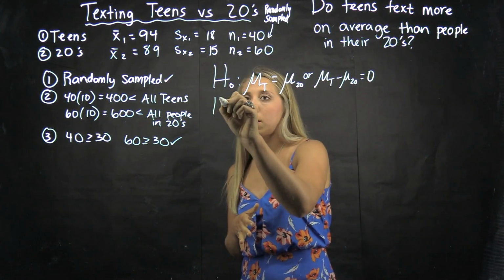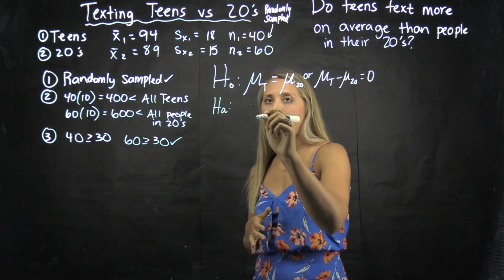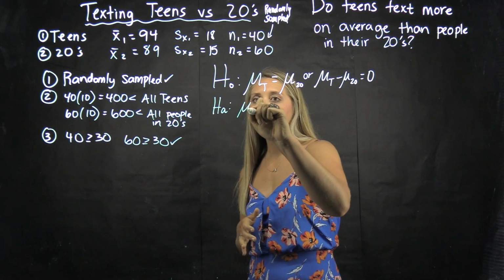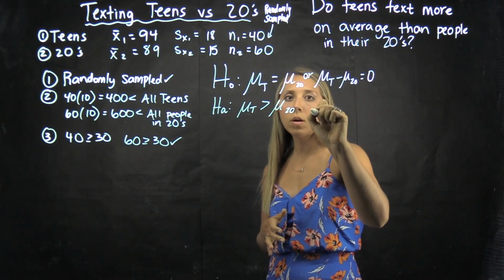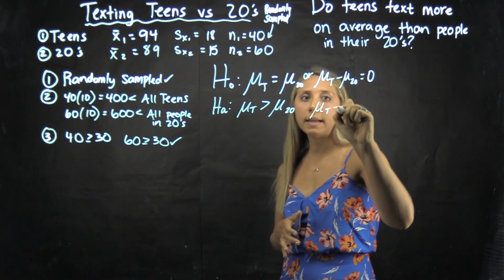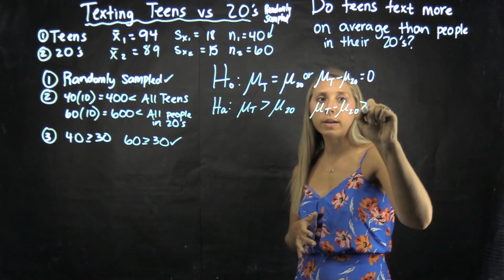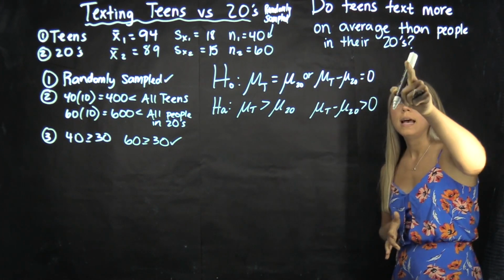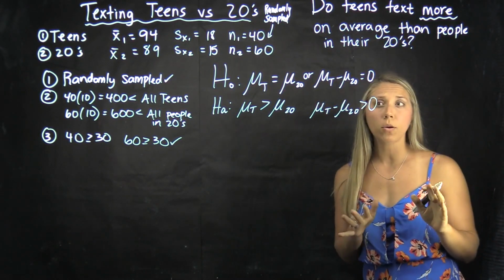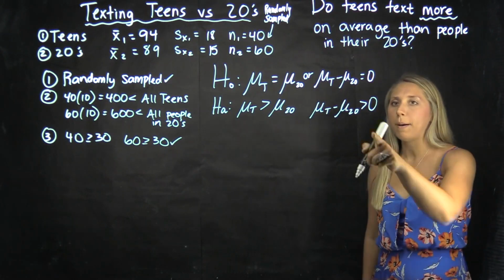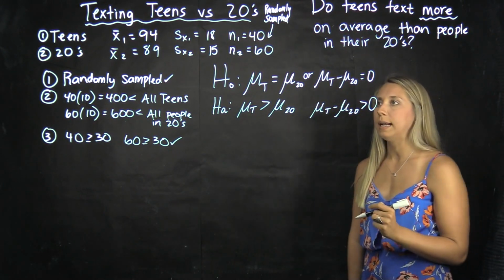Our alternative hypothesis is that mu t is greater than mu 20, or mu t minus mu 20 is greater than 0, because it asks, on average, do teens text more? So because that "more" is there, our alternative hypothesis has to have a greater than sign.